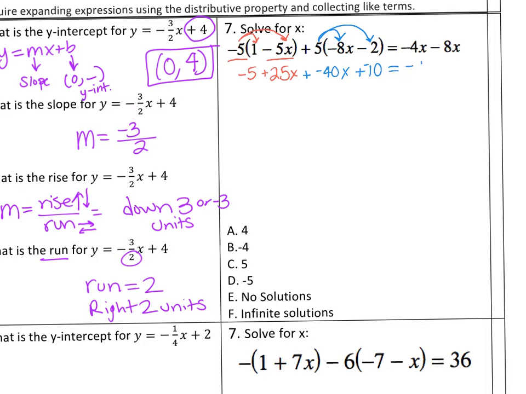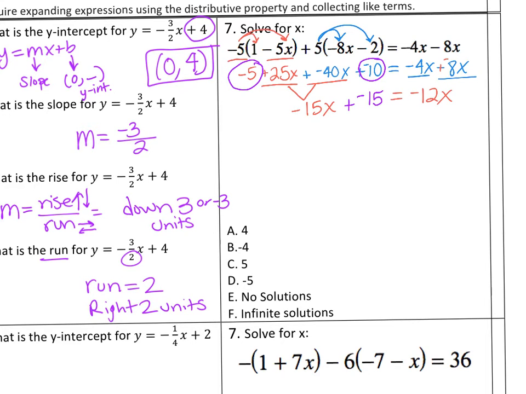And then equals -4x minus 8x. Hey, you can combine those. That's -4x, technically, plus -8x. Together, that's -12x. And then you can also combine 25x and -40x. That combines to -15x. And then I can combine, I'm going to circle them in purple, -5 and -10 to be -15.